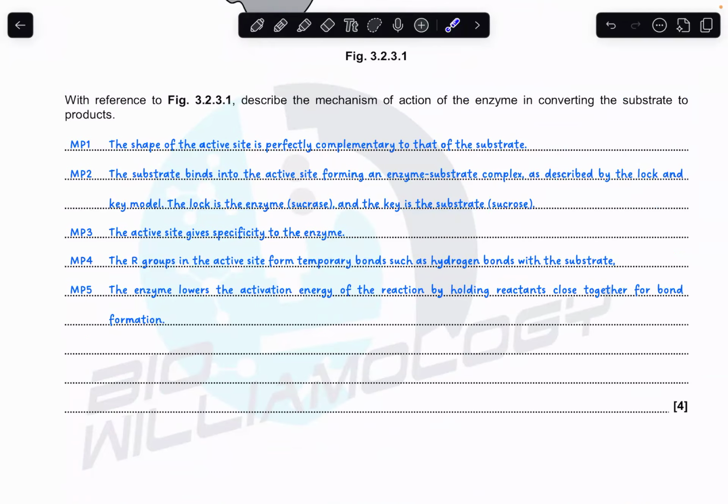The active site gives specificity to the enzyme, so the R groups of the active site form temporary bonds such as hydrogen bonds or ionic bonds. Because of the formation of temporary bonds, the enzyme lowers the activation energy by holding the reactants close together for the breakage of bonds and the formation of bonds. Always remember, when the catalysis process takes place, it always involves the breakage of bonds first in order to form new bonds.